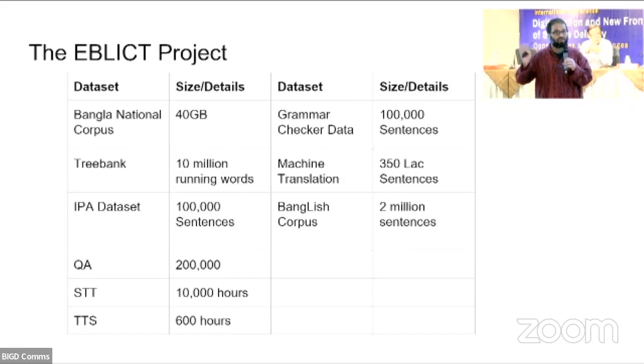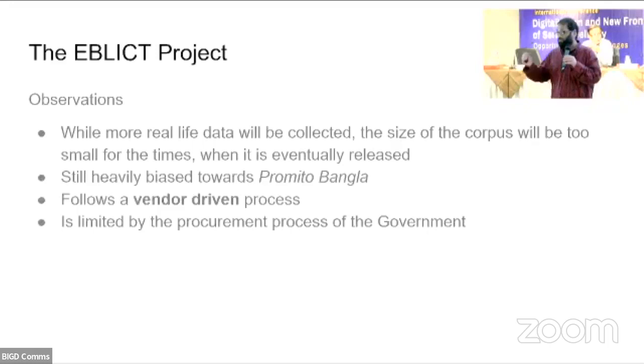So we can talk all we want about building chatbots to do service delivery. We don't have the tools for it right now. And they're building a huge amount of resources, but still it's heavily biased towards Promito Bangla. That's not a bad thing. We need to start somewhere, right? And this is probably the place to start, but this should not be the end. I think a lot of people view this work as, we are spending a lot of money, we're done, but not really, we are just beginning. And it's not really a lot of money. The entire project is worth less than $20 million. It takes $10 million to train one model which is state of the art.